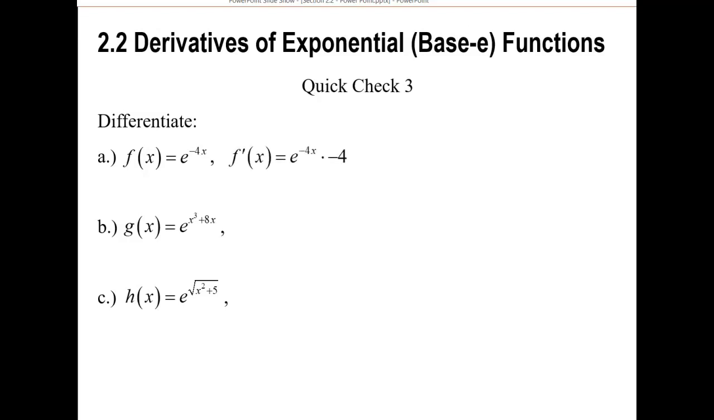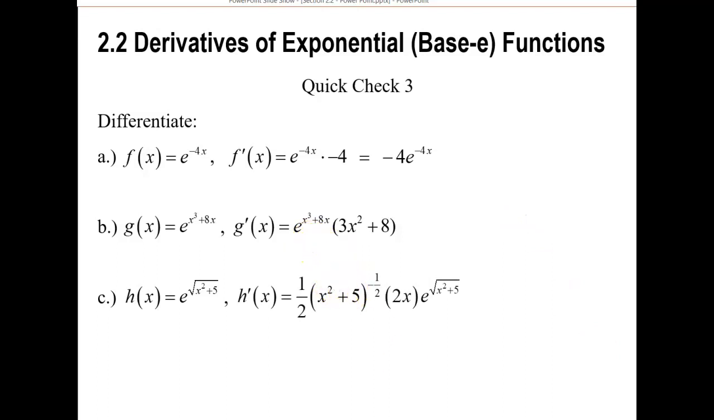So for part A, f of x equals e to the negative 4x, so f prime is the original function, e to the negative 4x, times the derivative of the exponent, which is negative 4, or negative 4e to the negative 4x. For part B, g of x equals e to the x cubed plus 8, so for g prime, we start with the original function, e to the x cubed plus 8, times the derivative of the exponent, which is 3x squared plus 8.